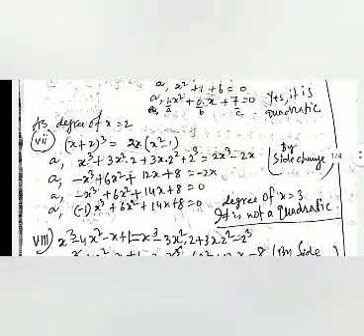Now come to 8. x cube minus 4x square minus x plus 1 equal to x cube minus 3x square.